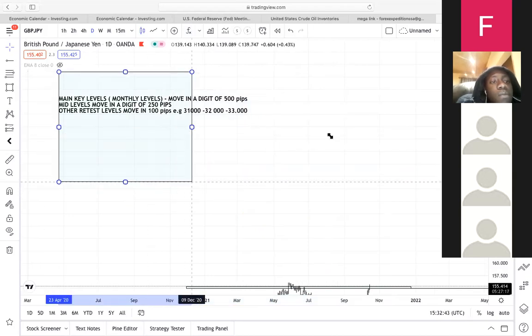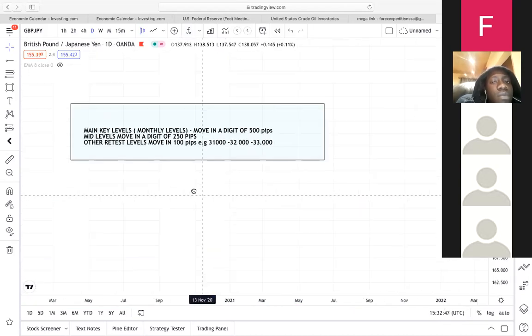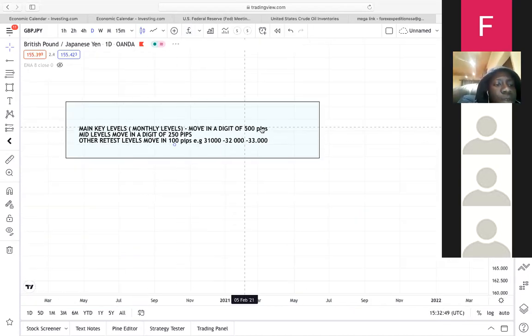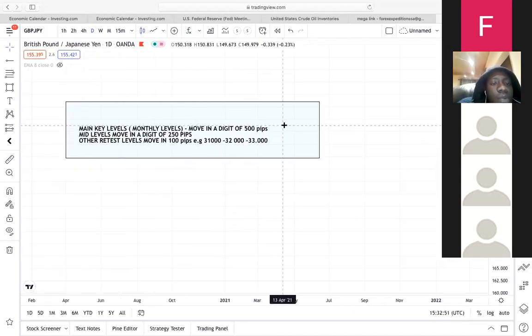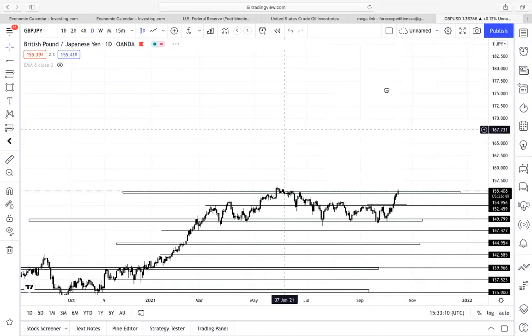I want to put this in this box here. So main key levels, monthly key levels, move in a digit of 500 pips. That is like from 130,000 to 135,000. Then we have the mid levels that move in a digit of 250 pips. That's obviously 132,500 and 137,500. And then we have other retest levels like 131,000, 132,000, 133,000. So do you guys understand what the retest levels are for?